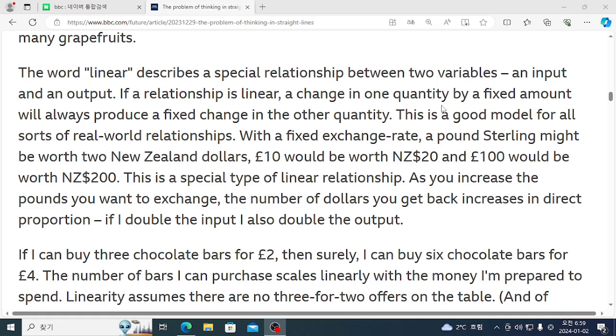With a fixed exchange rate, a pound sterling might be worth 2 New Zealand dollars. 10 pounds would be worth 20 New Zealand dollars, and 100 pounds would be worth 200 New Zealand dollars. This is a special type of linear relationship. As you increase the pounds you want to exchange, the number of dollars you get back increases in direct proportion. If I double the input, I also double the output.